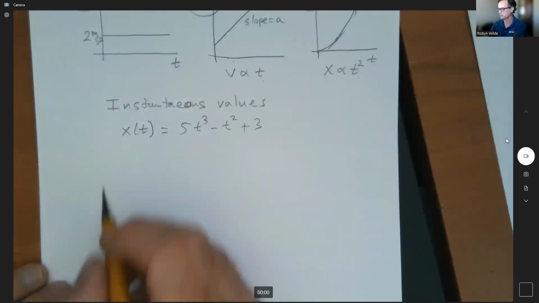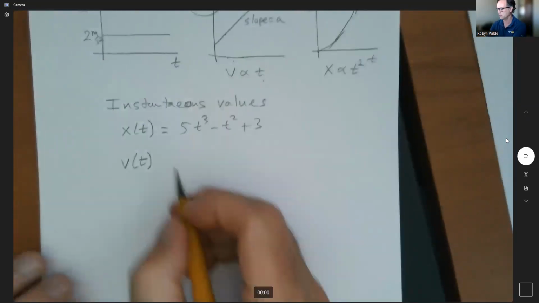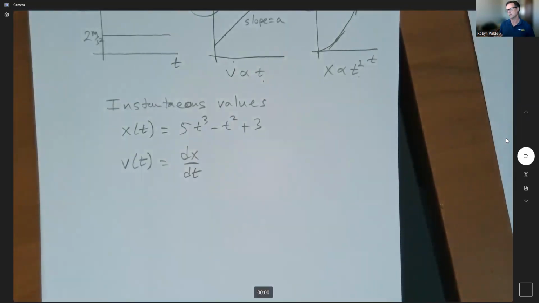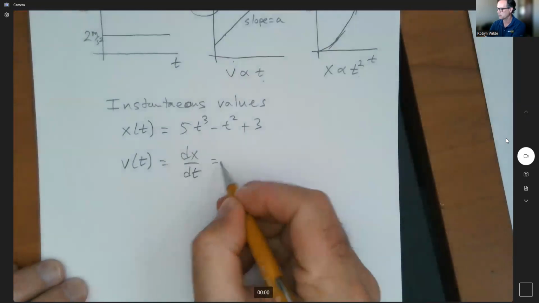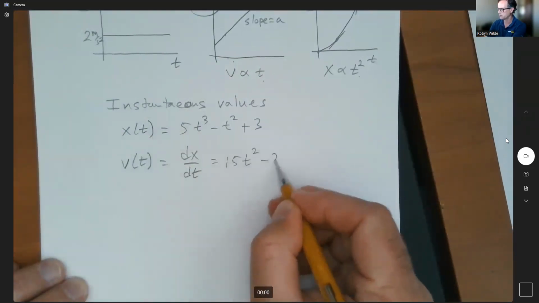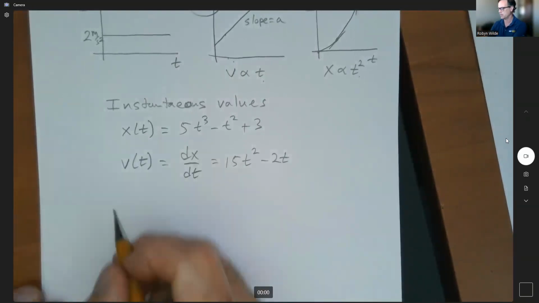What is the velocity? Well, my instantaneous velocity function at any time is just dx/dt. All right, so maybe you've seen this in your calculus class. To get the velocity, it's just the slope of the position. So I just take the derivative. And so what I would get, I'm going to bring my 3 down. I'm going to get 15t squared minus 2t. Now, that will give me the velocity in meters per second at any time. But what about acceleration?